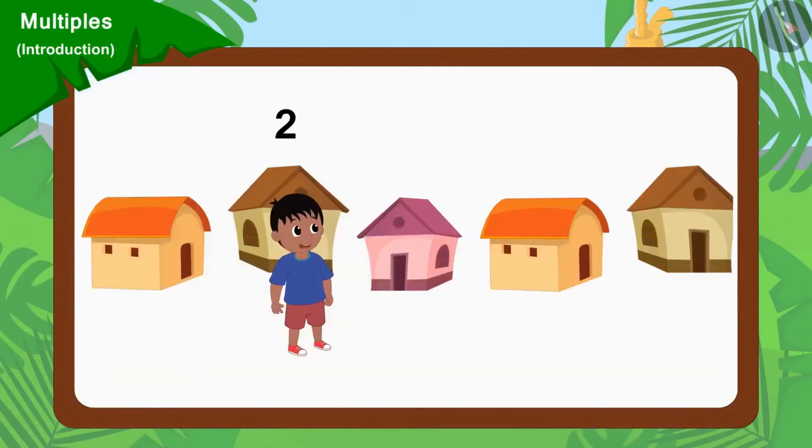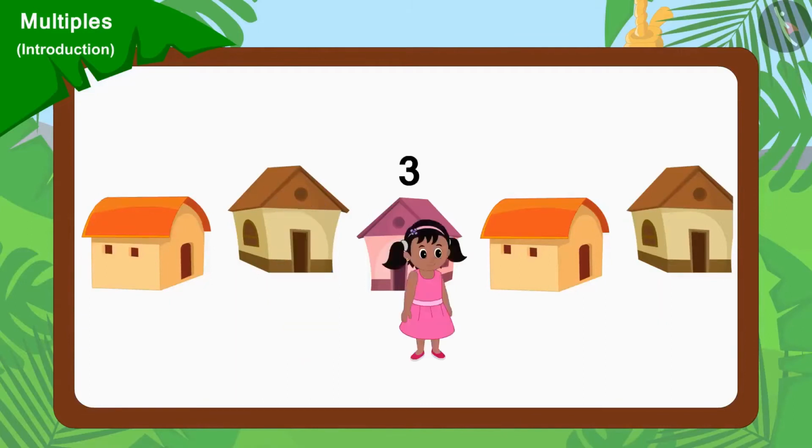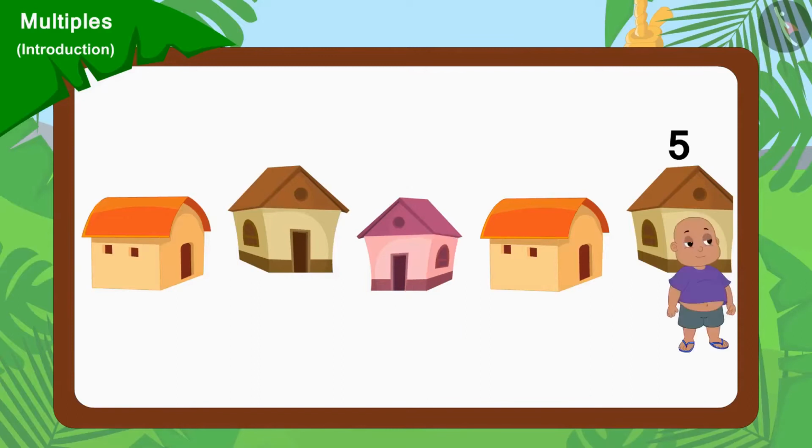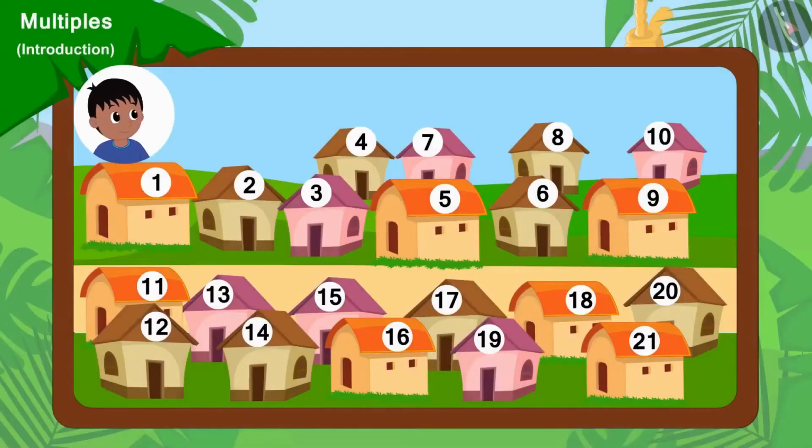Raju will go to every second house. Pinky will go to every third house and Bablu will go to every fifth house. Because there are 21 houses in the village, can you tell which houses will Raju go to collect donations from? If you wish to, you may pause the video and find the answer.